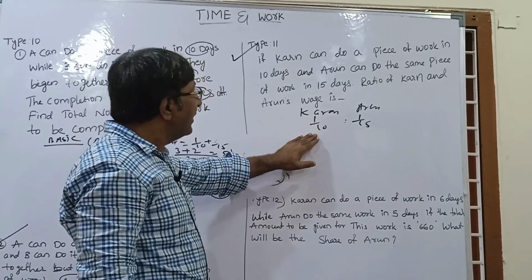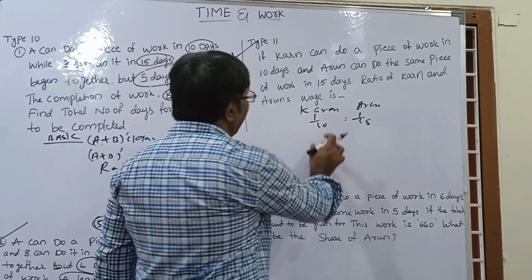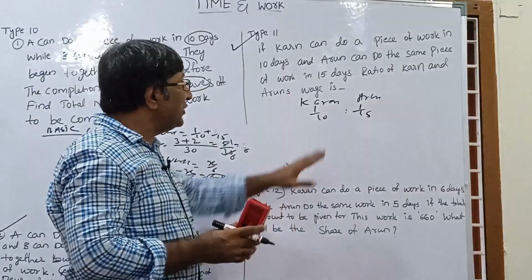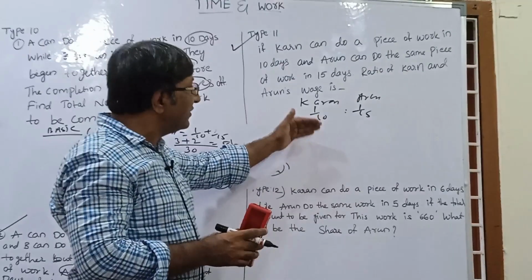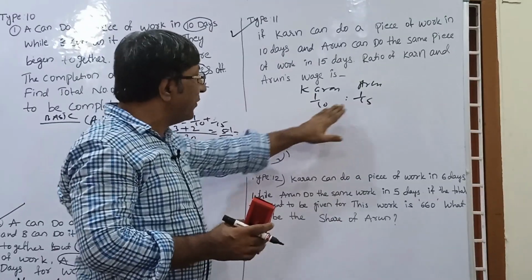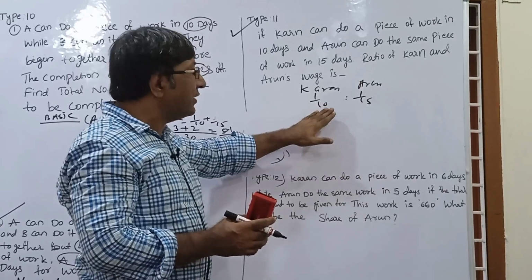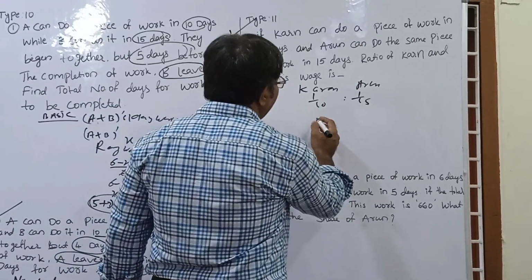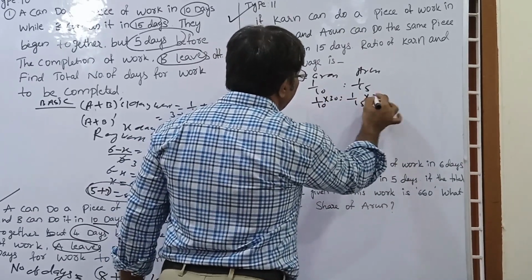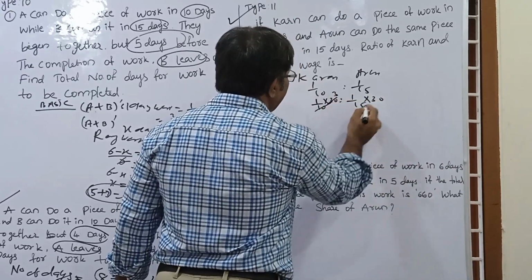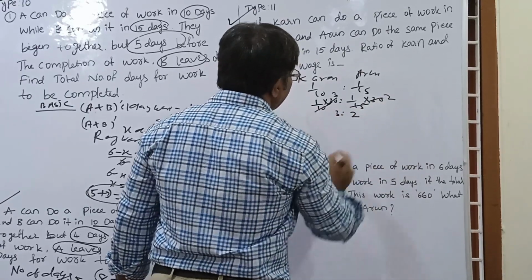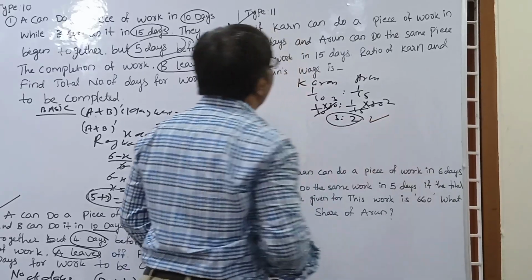Now this ratio will be the ratio of the wages. It is given as 1 by 10 and 1 by 15, which is in fractions. So we have to change this into a simple ratio. How can we change this ratio to a simple ratio? We have already explained this in the ratio and proportion classes. Here the LCM of 15 and 10 is 30, so we multiply the ratio by 30. This is 1 by 10 into 30 and 1 by 15 into 30. 10 times 3 is 30 and 15 times 2 is 30. So the ratio is 3 to 2, which is the correct answer.